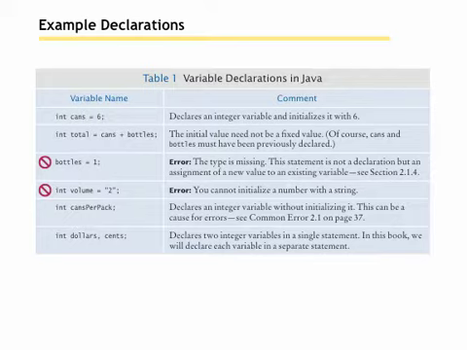Again, when we have int total equals cans plus bottles, you're not forming a dynamic link that's going to update all the time. It's just at that moment, what value's in cans, add it to the value that's in bottles, and store that result in the variable called total.